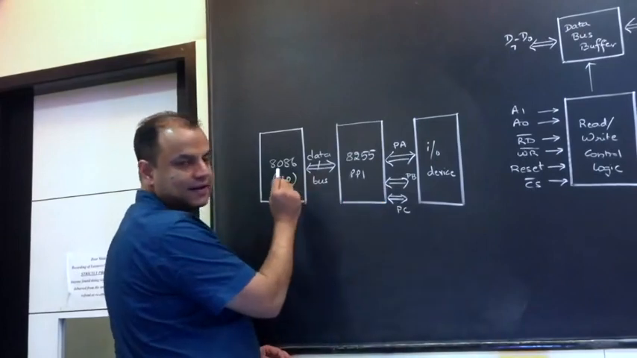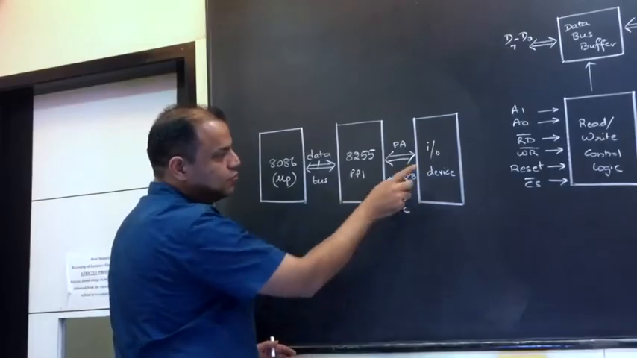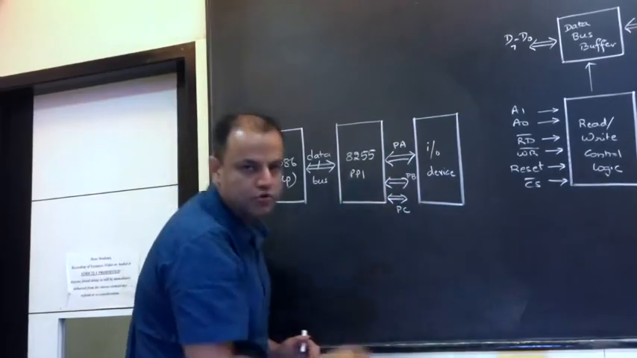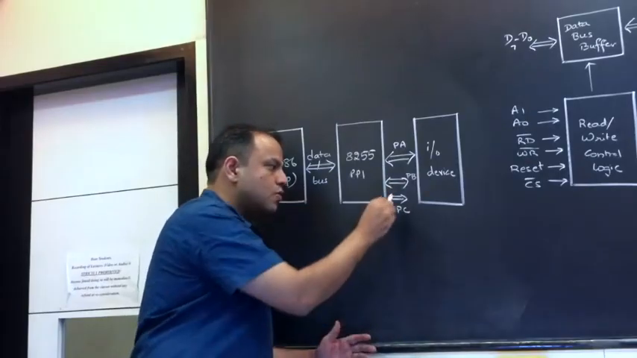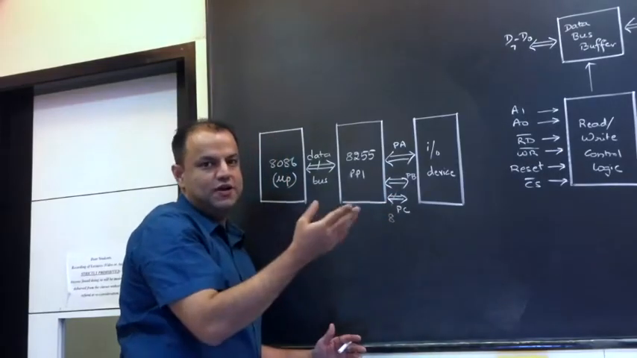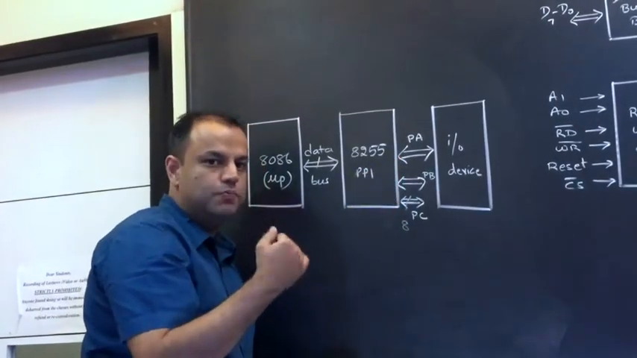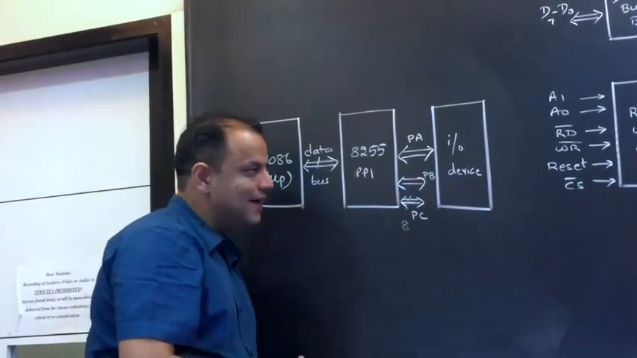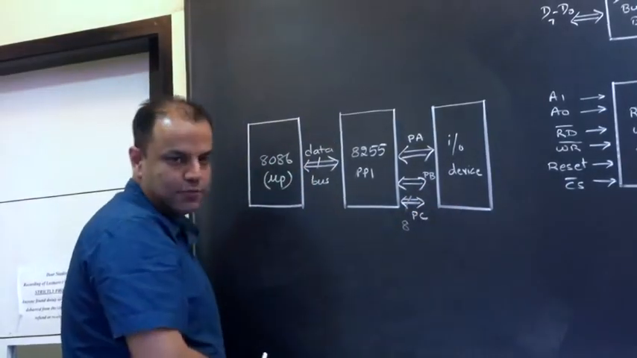Now look here. 8255 on one side is connected to the processor using the data bus. On the other side, it is connected to I/O devices on ports. 8255 has three ports: Port A, Port B, Port C. All ports are 8-bit ports, which means you can transfer 8-bit data. All ports are bidirectional. That means they can be used as input ports or as output ports. You understand that?